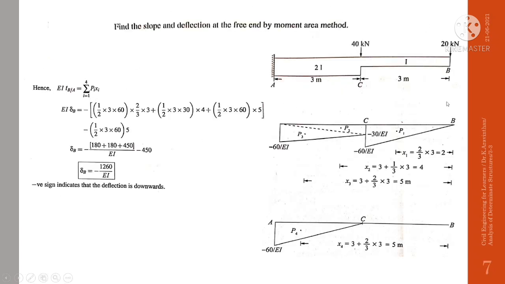Let us take another problem and understand this concept. So you are having a stepped section here, and you have to find the slope and deflection at the free end by the moment area method.